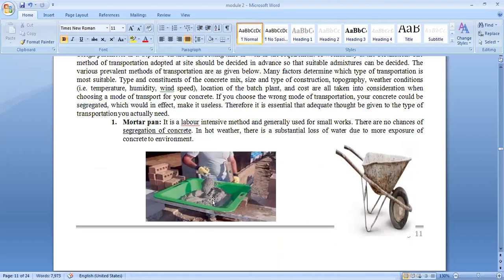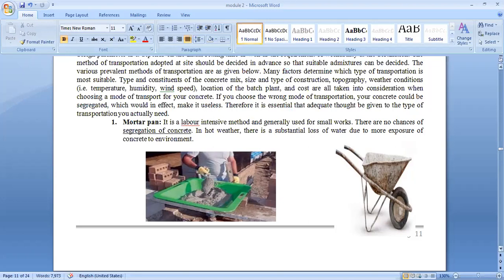This one is the mortar pan. This is a labor-intensive method, generally used for small work. The main advantage of this method is that there is no segregation of the concrete. The major drawback is that it exposes a greater surface of the concrete to drying conditions, resulting in a greater loss of surface water. There will be more surfaces exposed to the normal layer.